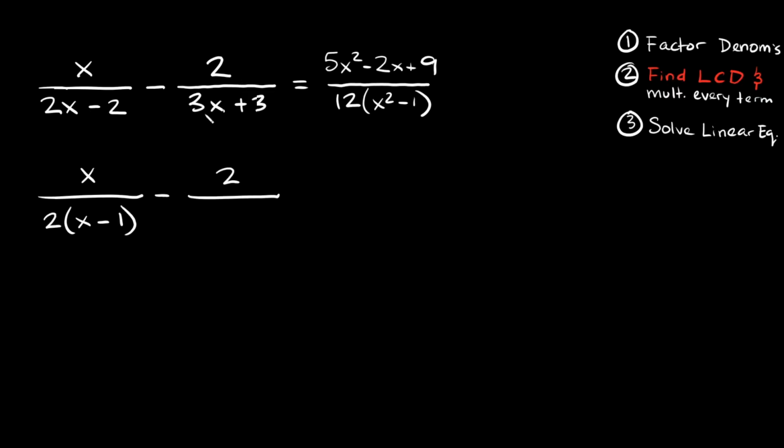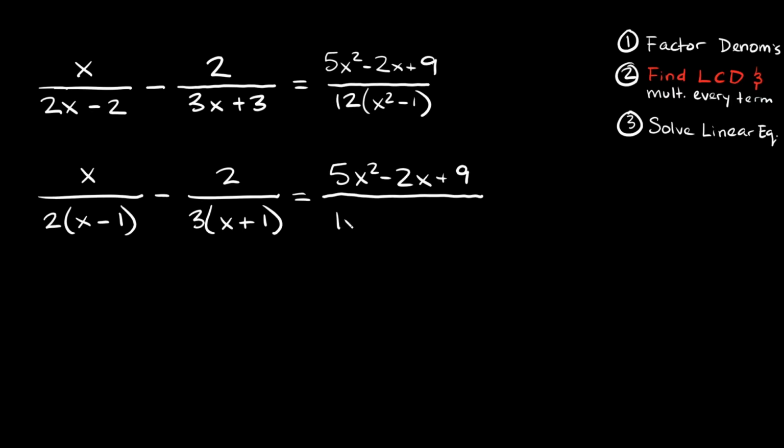So we got a 2 on top. And this one, again, we can factor it, right? We can pull a 3 out of both of these. So let's pull out a 3, and then we're left with x plus 1, okay? And then that's going to be equal to, okay, that's the numerator. Now the denominator, we can also factor this.